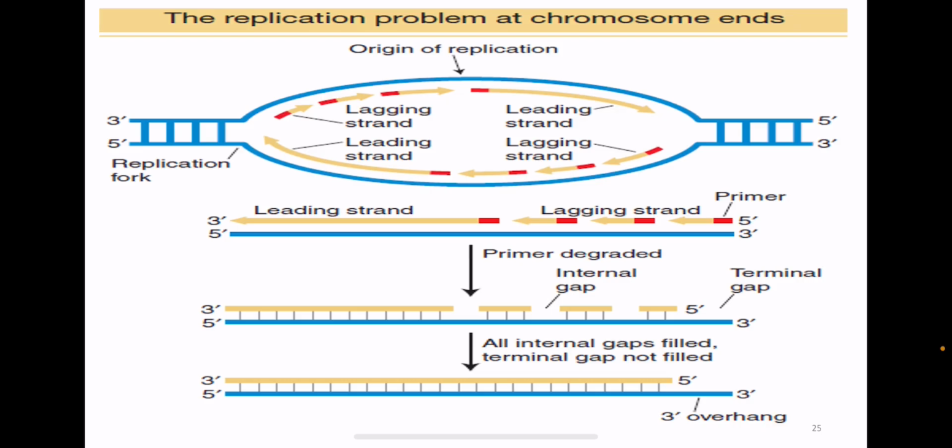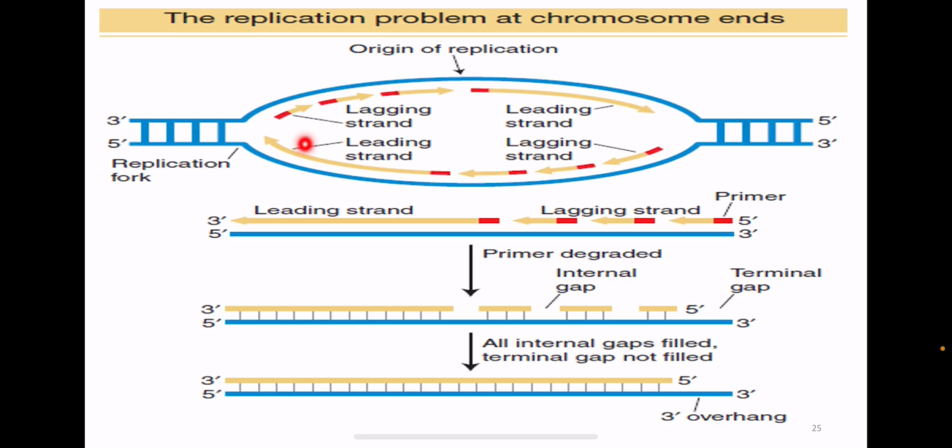I think I've mentioned the end replication problem as well. When we are synthesizing the lagging strand, we have primers within it, and afterwards we have to remove the primers. If you recall, we use DNA polymerase 1 to remove the primers, and a ligase will come and join the Okazaki fragments. When this is done, the lagging strand is going to be shorter than the leading strand, and we term this the end replication problem.